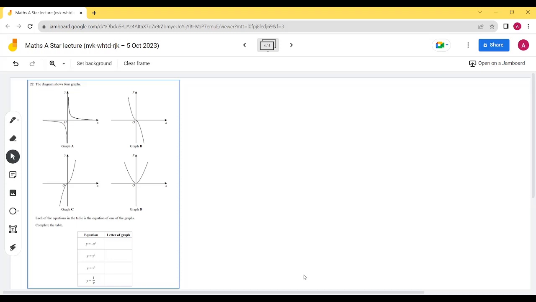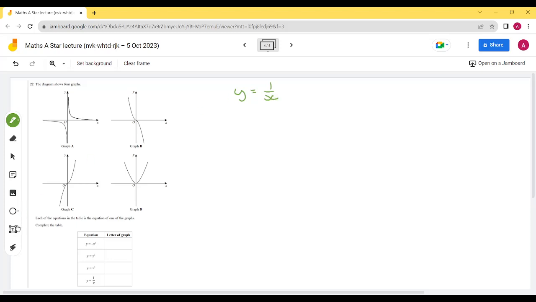So we've got y equals minus x cubed, y equals x cubed, y equals x squared, y equals 1 over x. I'm going to write this on the other side as well because it's quite small. So the first graph I'm going to mention is y equals 1 over x.